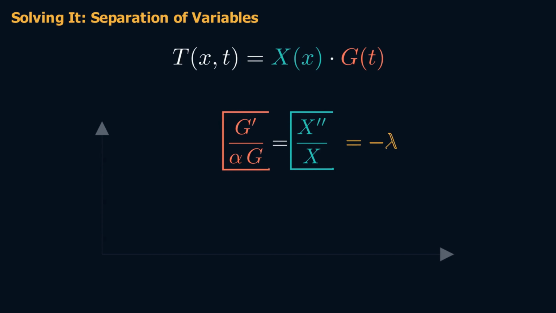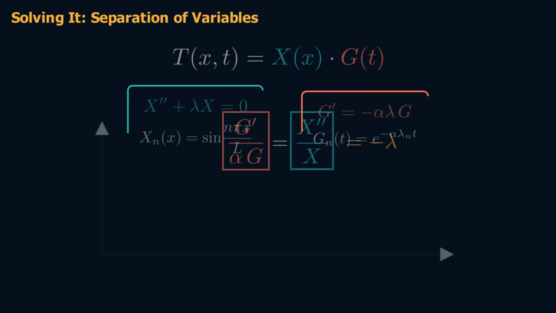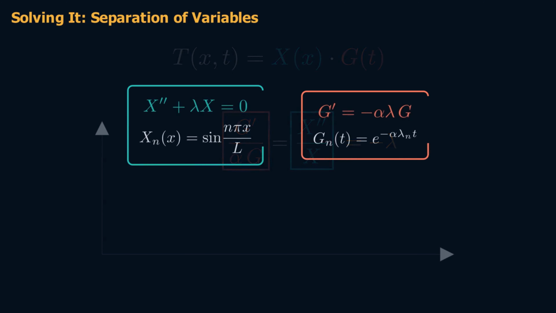A function of time alone can equal a function of position alone, only if both are the same constant. Call it minus lambda. One reckless guess just shattered a partial differential equation into 2 ordinary differential equations. And those, we know how to solve.